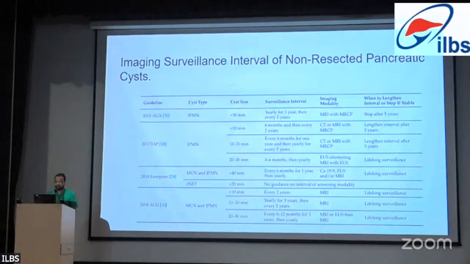Coming to the imaging surveillance interval for non-resected pancreatic cysts in IPMN, according to the AGA, for cyst size less than 3 centimeters, the surveillance interval is about 1 year, and then every 2 years. The imaging modality is mainly MRI with MRCP in such patients. According to the IAP, they classified based on the size of the lesions: as the size of the lesions is smaller, the surveillance interval is much longer. This is mainly with regards to the mucinous cystic neoplasms and IPMNs.